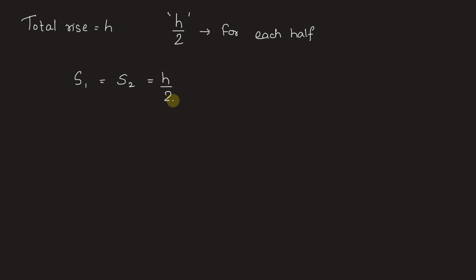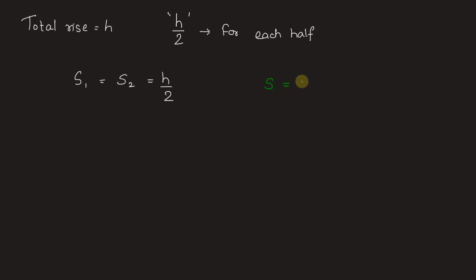Let's find out. So the total rise is given as small h. For the first half, the rise will be h by 2 and for the second half also it will be h by 2. That means in terms of displacement, the displacement for the first half is equal to the displacement for the second half is equal to h by 2. This comes from the formula for displacement from the equations of motion.